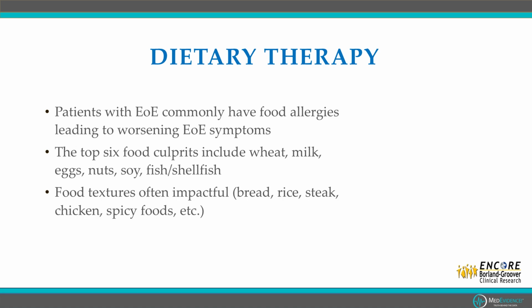And one aggressive approach would be to eliminate all 6 food culprits. But now more and more research has come out that we could do more of a scale-up approach, because the 2 most common food culprits are wheat and milk.